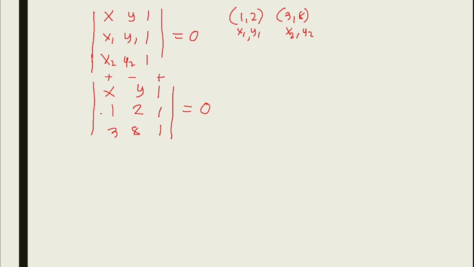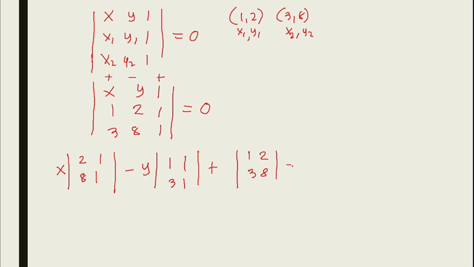Expanding the first row using determinants, we have x times the determinant of 2, 1, 8, 1. Then minus, because it's a sign, y times the determinant of 1 and 1, 3 and 1. Next, plus, the constant here, times the determinant of 1, 2, 3, and 8, equals 0. So this is how to expand determinants.